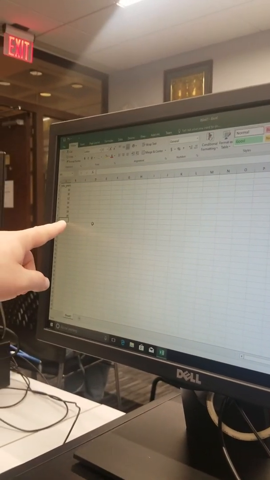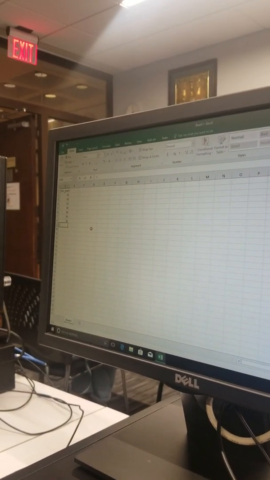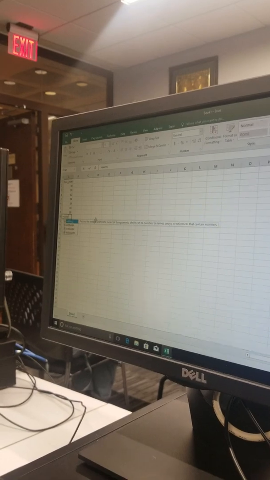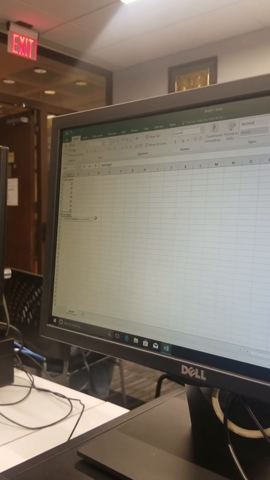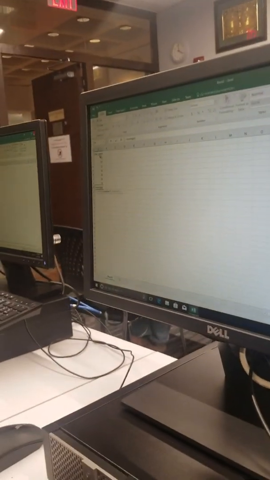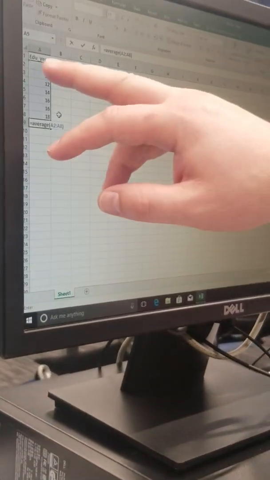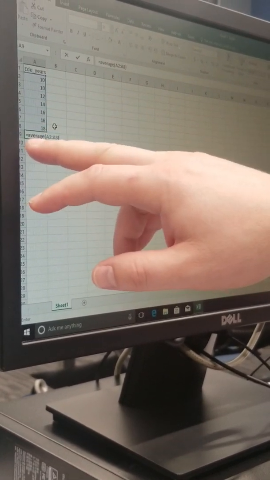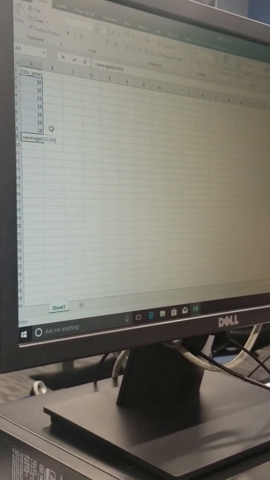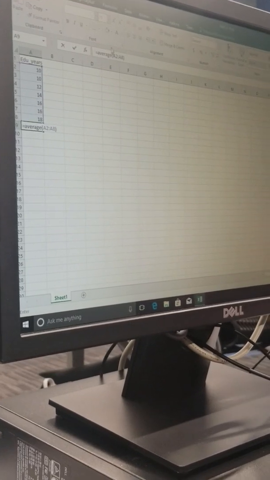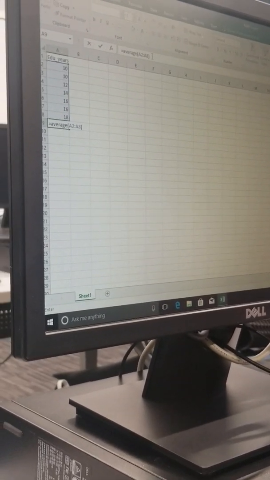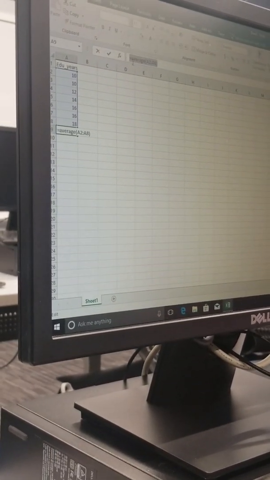So we come to our cell below, equals average, parenthesis, and go ahead and highlight it. All right, so we highlighted everything. Don't worry, this first part is actually okay.